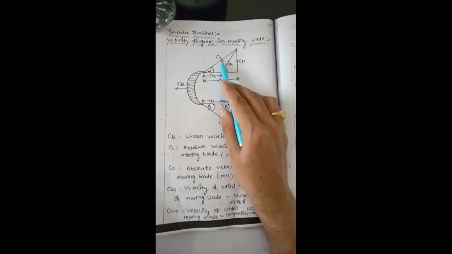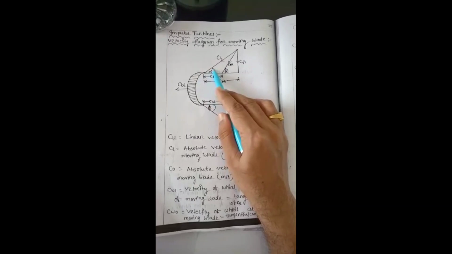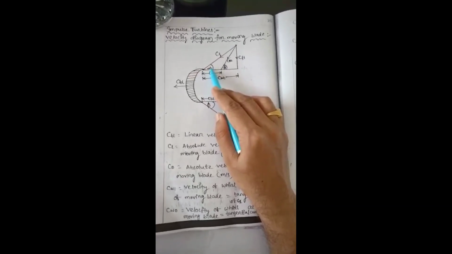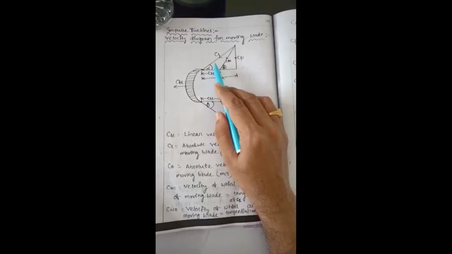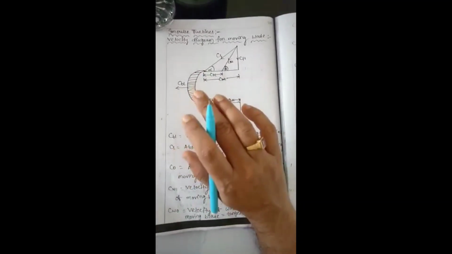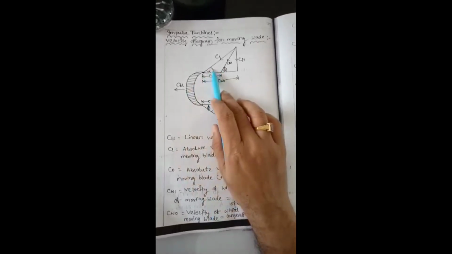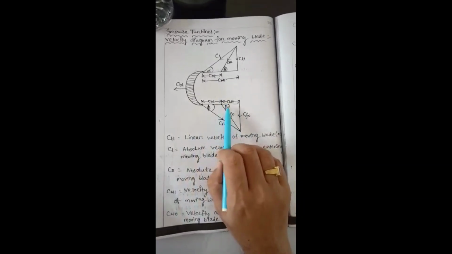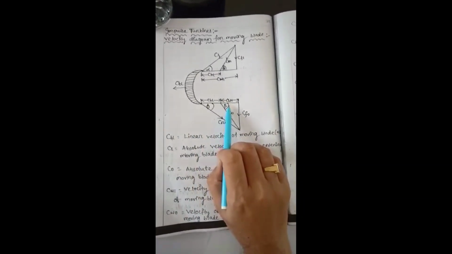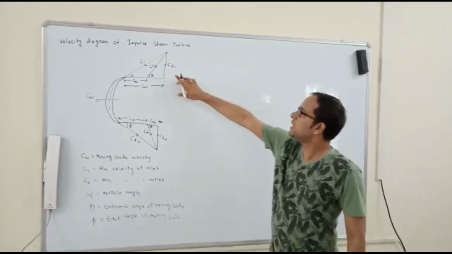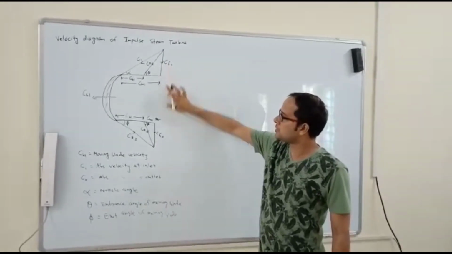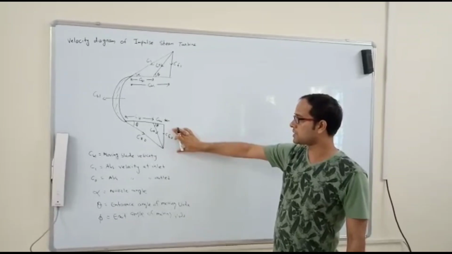So this C1 strikes the blade with angle alpha. This is the nozzle angle, also known as the angle with the tangent of the wheel at which the steam with velocity C1 enters. And similarly, beta is the exit angle, the angle which the discharge of steam makes with the tangent of the wheel at the exit of the moving blade. This is the inlet velocity triangle of the steam turbine, and this is the outlet velocity triangle.